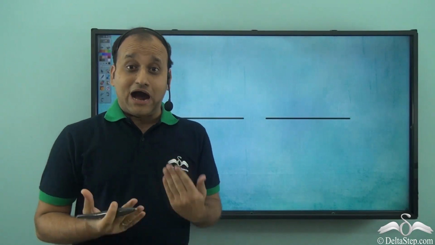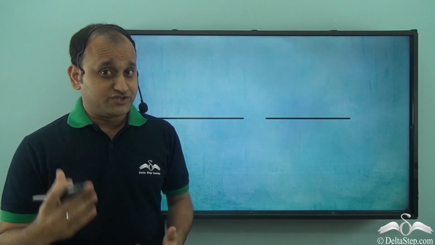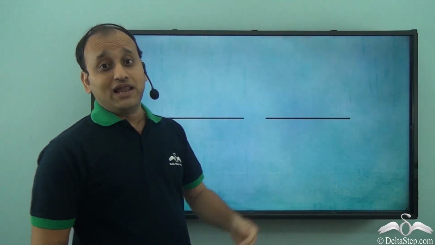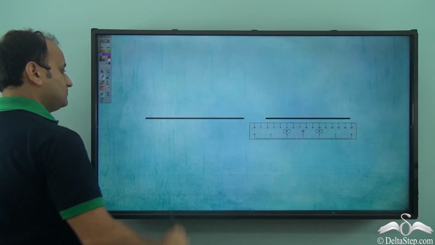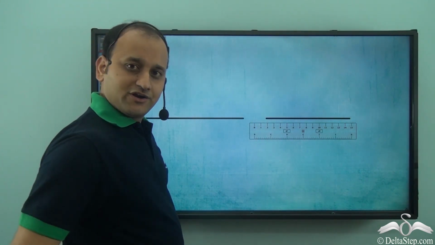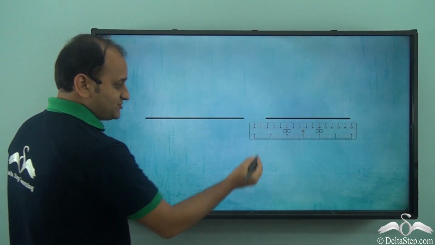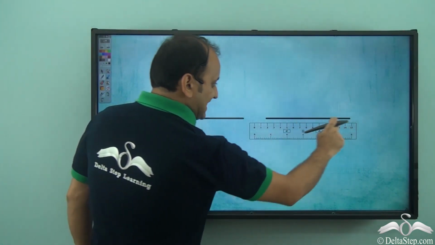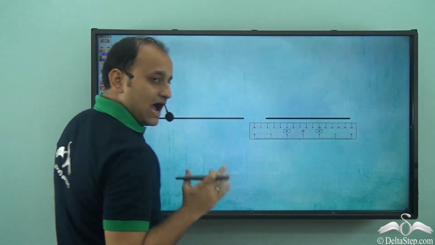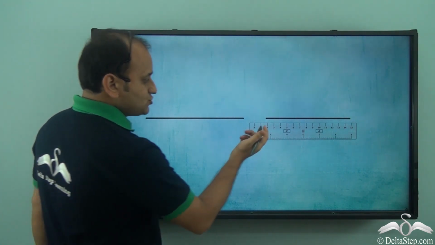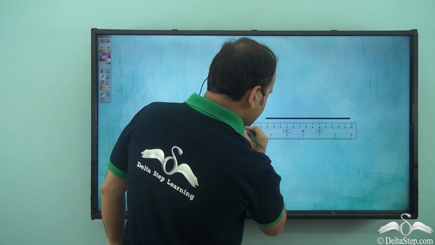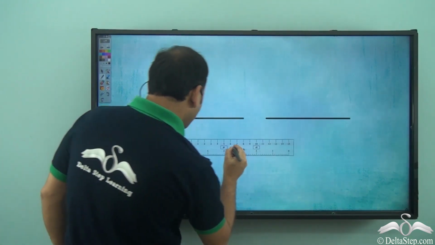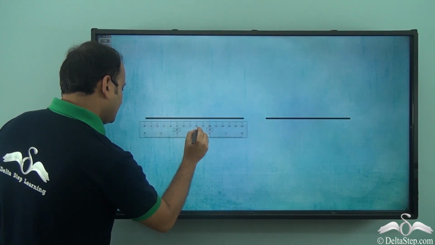Now that you know how to measure length of an object using a ruler, let's try to measure the length of these two lines. So I have this particular ruler here. Now this ruler has 15 divisions, and on this side the 15 divisions are in centimeter. So I have 15 centimeter in total. Now let's place this ruler here.